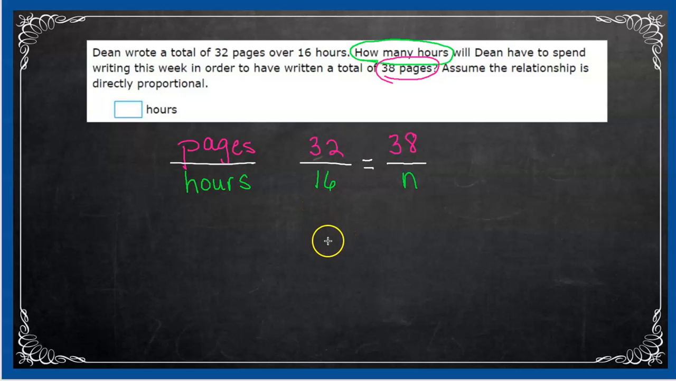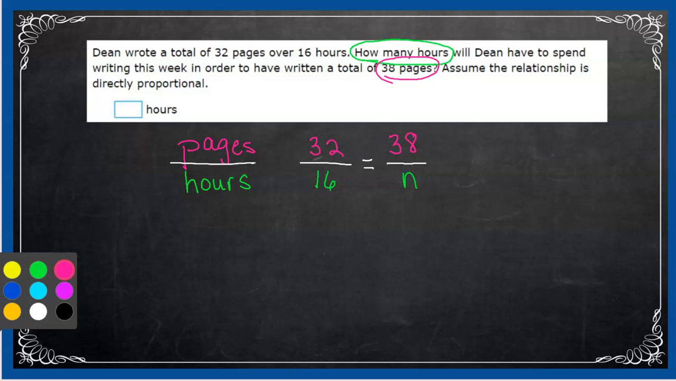Okay, so this is one of those that I can't look at and say, okay, 32 times something is 38. I really am going to have to use cross products to solve this problem, or I would have to simplify this first fraction and then look at it that way. But I'm just going to use cross products. You can either do 16 times 38 or you can do 32 times n. It really doesn't matter which one you start with. I always start with the one with the missing term.